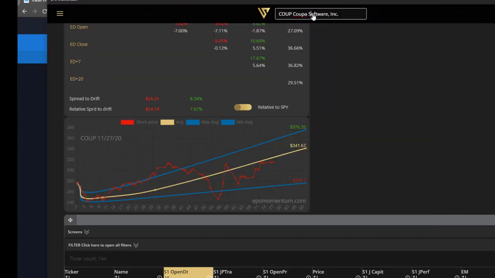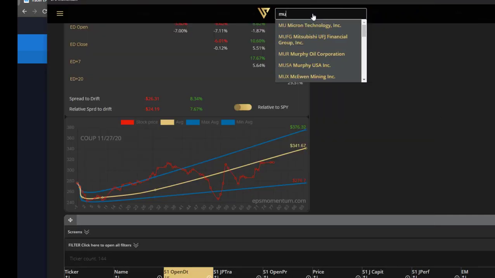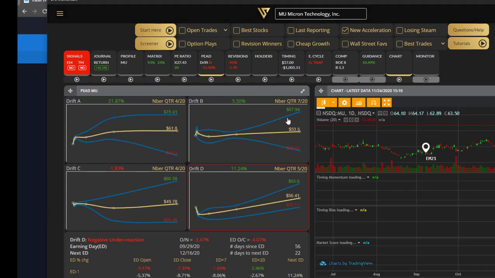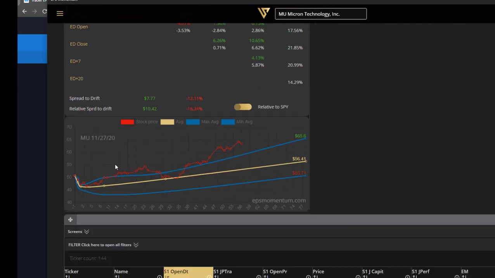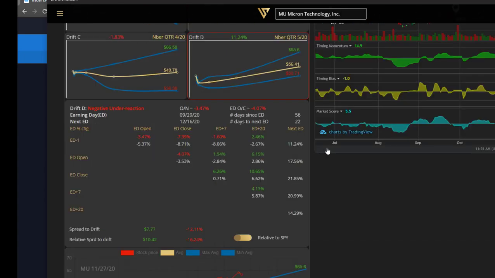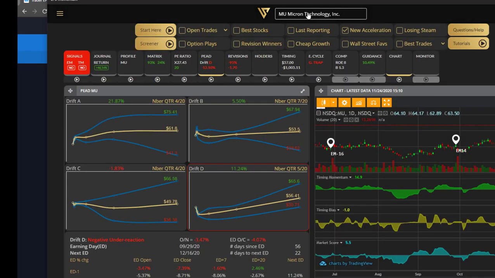So if you go to MU now, Micron Technology, this is the cone for Micron Technology. Every single one of the 4,000 stocks in the US will have a cone and a PEAD.